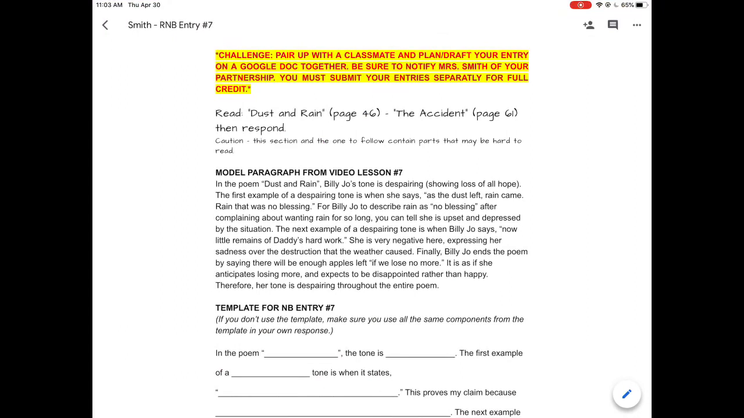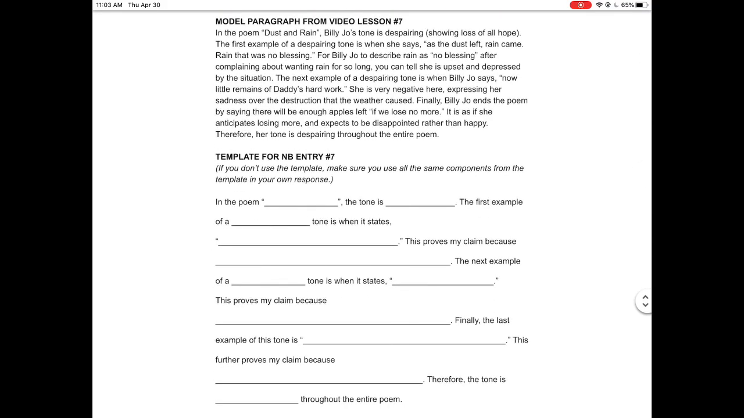In entry number 7, I actually give you this paragraph as an example, but because you're doing it for a different poem and not Dust and Rain, which I just did, here's the template that you can use. It's pretty basic, and the place that it falls short is where it gives the same sort of sentence stem for your analysis, but hey, it's a good place to start. If you don't use the template, make sure you have all the same components that the template has. Otherwise, you won't get full credit for this.